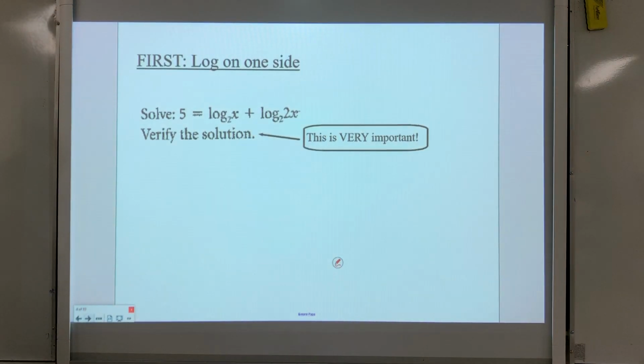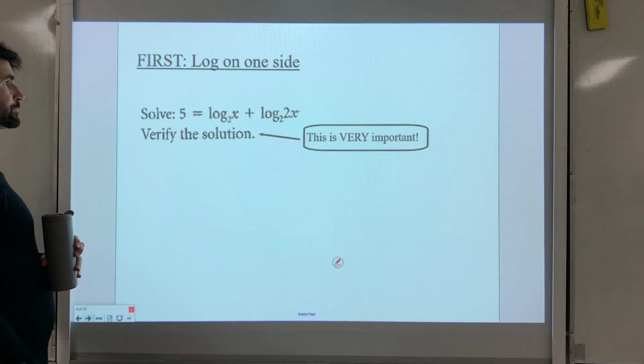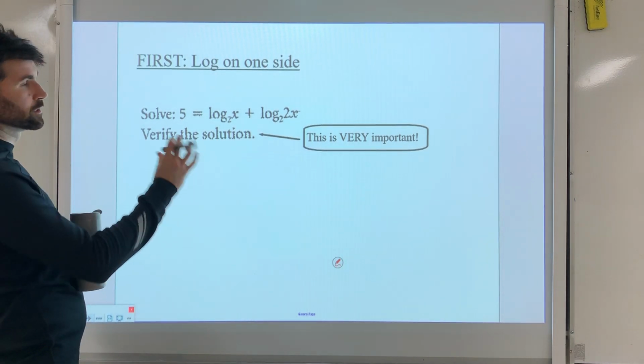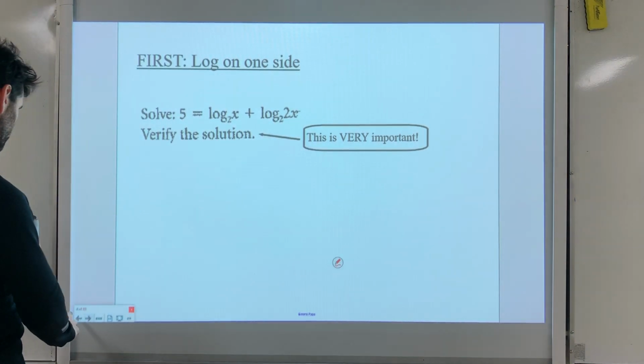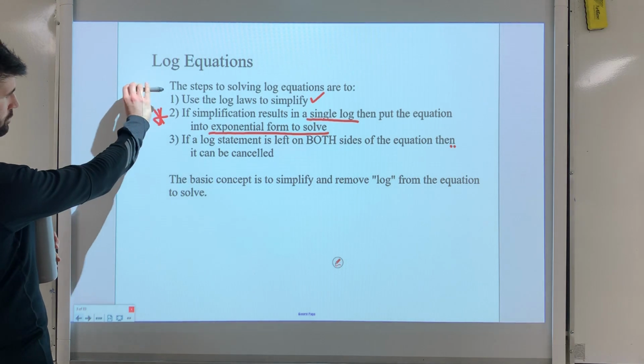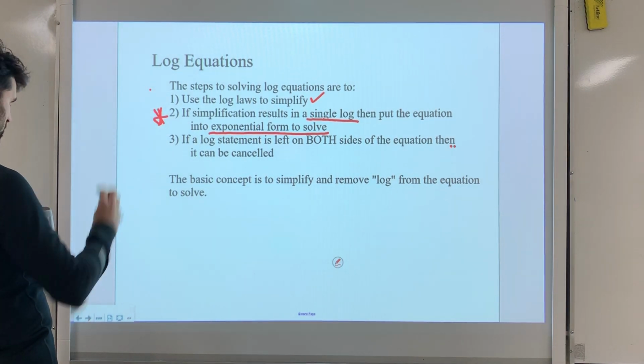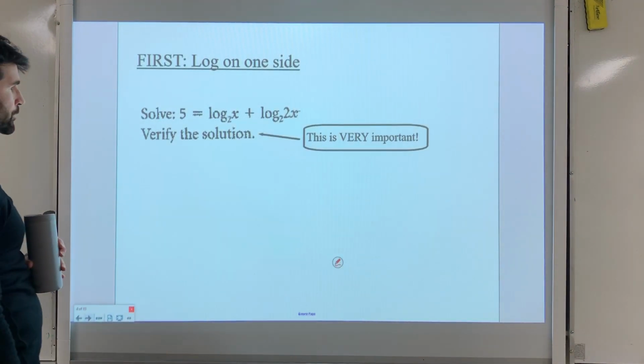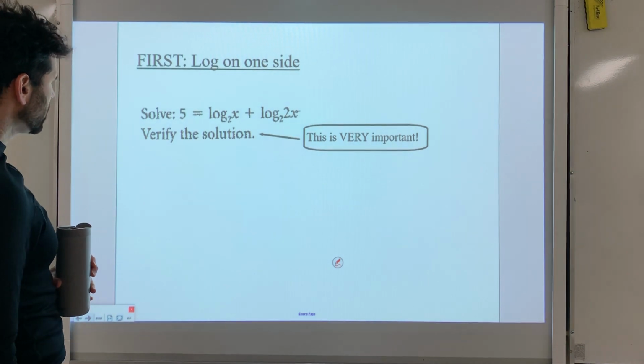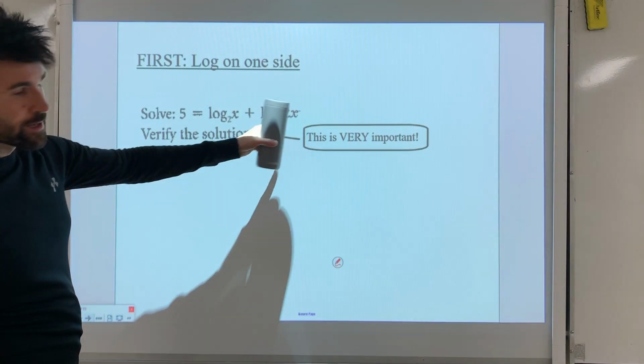Wow, let's take a look here. The first one I'm going to look at is when you get a log just on one side. So when we're going back to our steps, it's the kind where we're going to simplify and then we're going to have one log left to solve. So what do we got? Well, we got 5 equals a log plus another log.